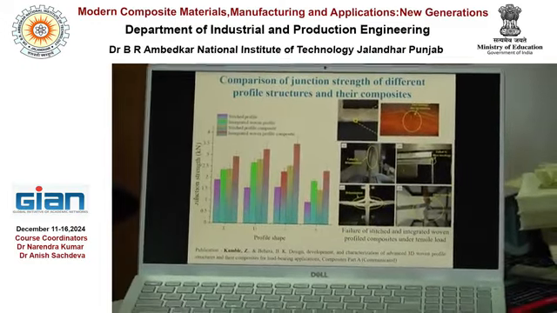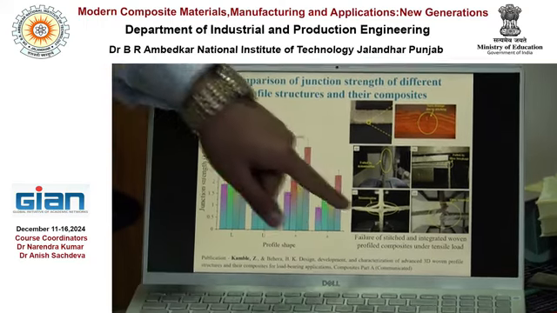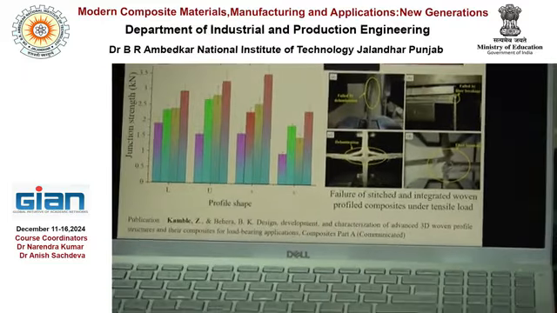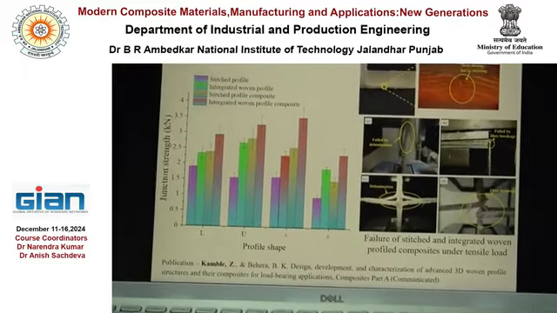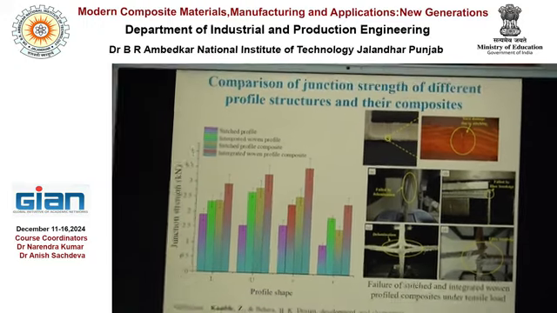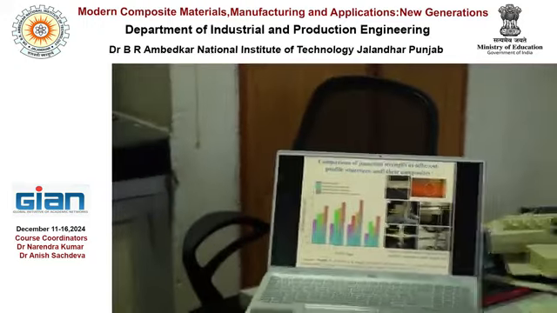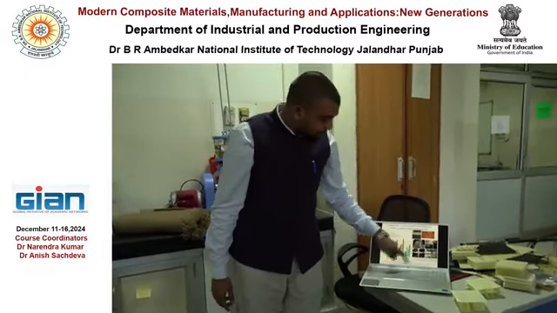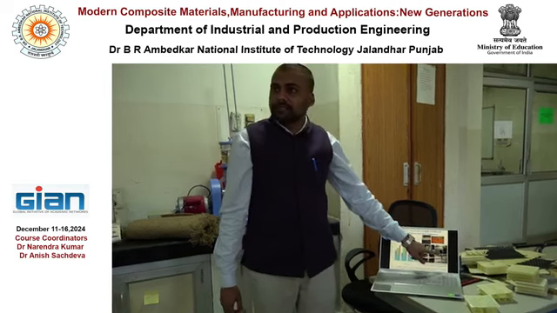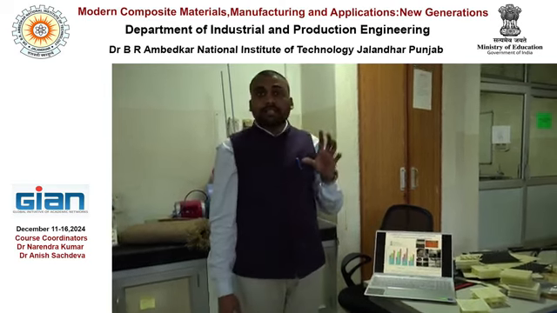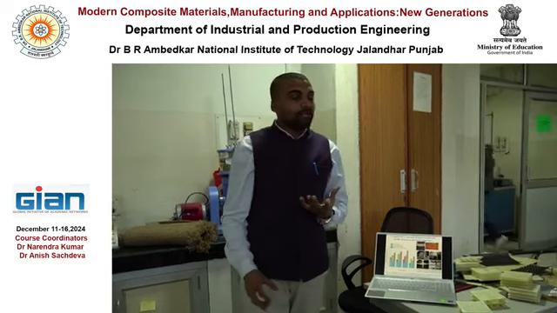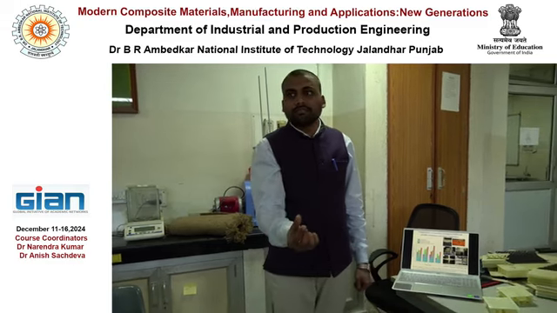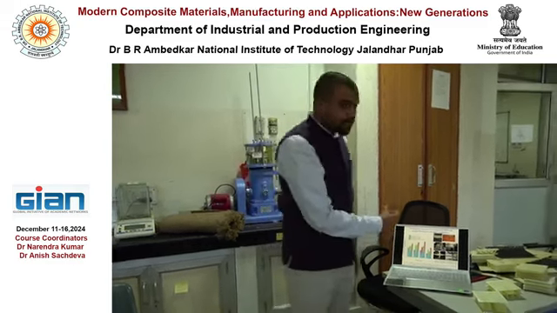What will happen to the composite at the junction? For the stitched composite, the composite fails only at the stitch line, because there the different layers are held together by the stitching thread only. But if you have the integrally woven structure, it will fail due to the fracture of the yarns. And this integrally woven structure will bear much more load at the junction than your stitched profile.